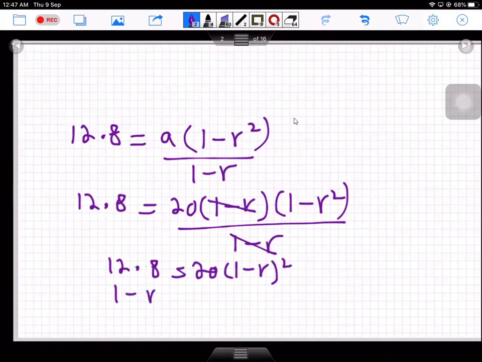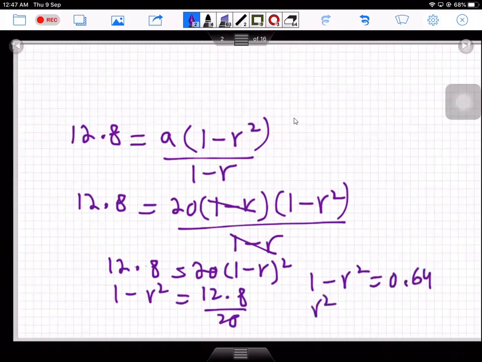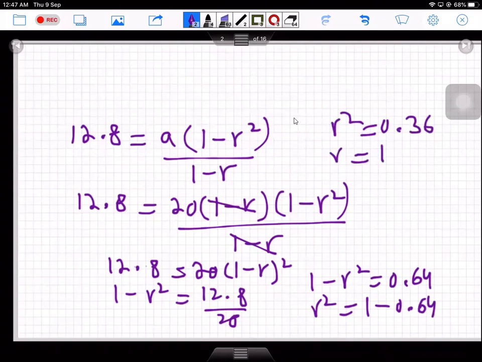So if you make 1 minus r square the subject of the equation, this is 12.8 divided by 20, which is 16 over 25, meaning 0.64. So 1 minus r square is basically equal to 0.64, and making r square the subject, r square is equal to 1 minus 0.64. Okay, so this is 0.36. R square is equal to 0.36. So r is equal to plus minus under root of 0.36, which is actually 0.6.